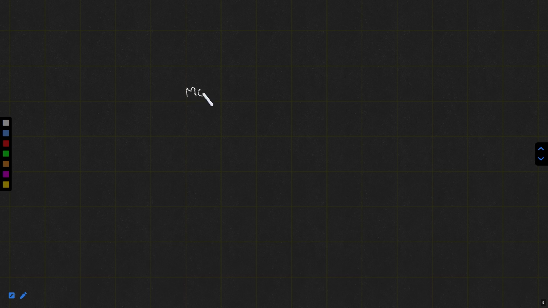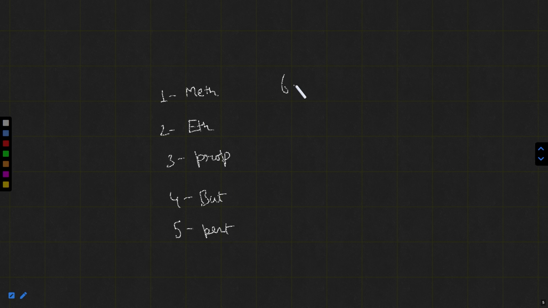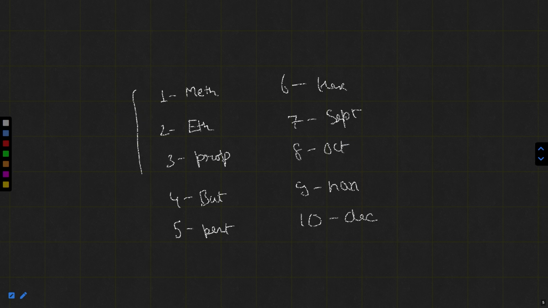For 1 carbon we have meth, then we have eth for 2 carbons, prop for 3 carbons, then we have but, for 5 we have pent, for 6 we have hex, for 7 we have hept, for 8 we have oct, for 9 we have non, for 10 we have dec, and so on. So you must remember at least this.